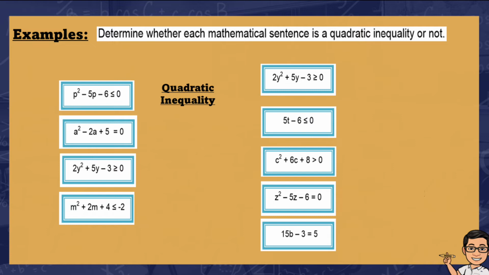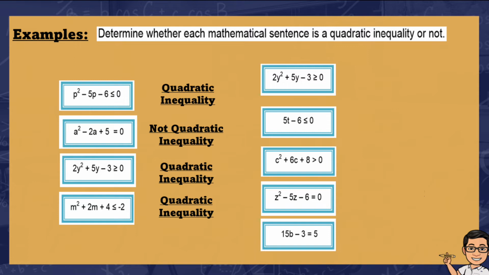We have a squared minus 2a plus 5 is equal to 0. So ano kaya siya? Quadratic inequality or not? The answer is, okay, not quadratic inequality. Kasi ang ginamit niya ay equal sign. So that is a quadratic equation. Next, we have 2y squared plus 5y minus 3 is greater than or equal to 0. Our answer here is quadratic inequality. Okay? Next, we have m squared plus 2m plus 4 is less than or equal to negative 2. So, what's the answer? Is that a quadratic inequality or not? Our answer is, okay, quadratic inequality.